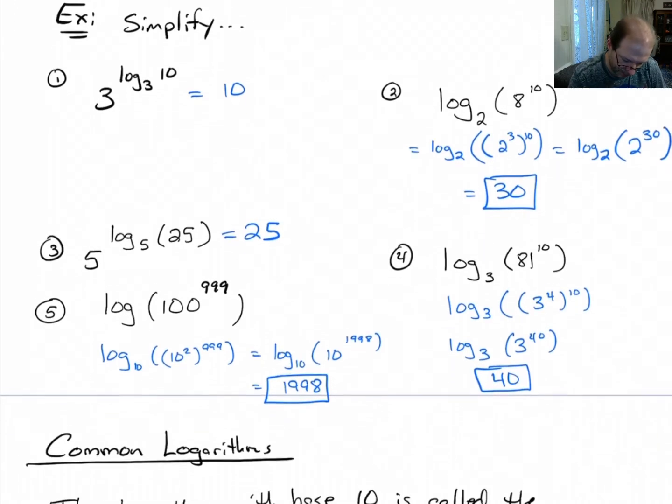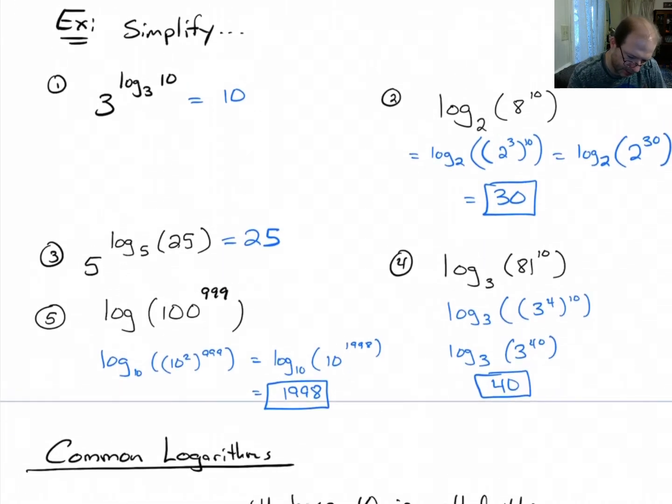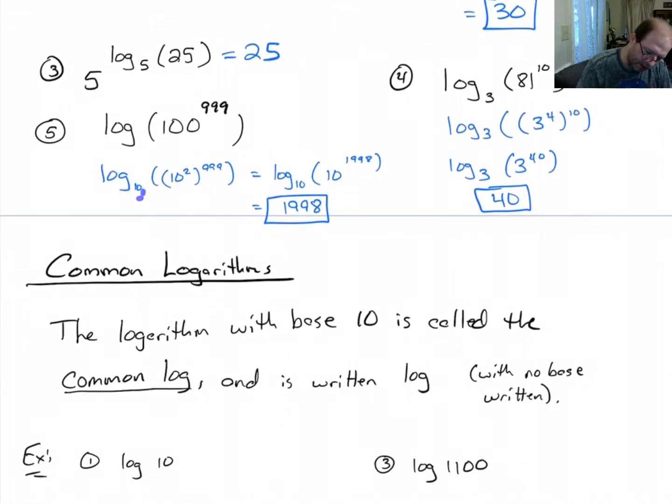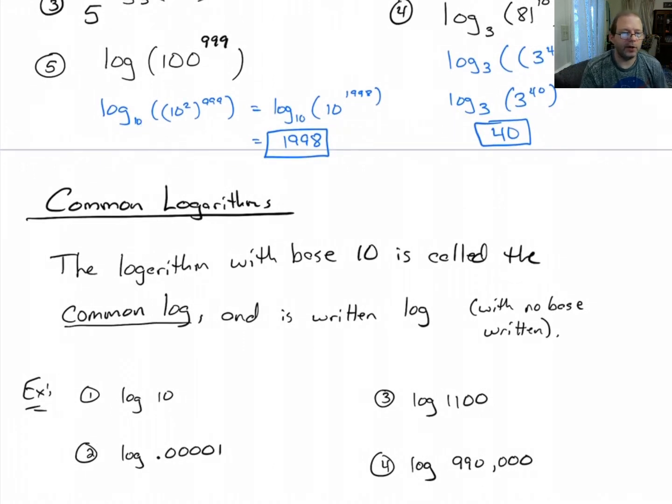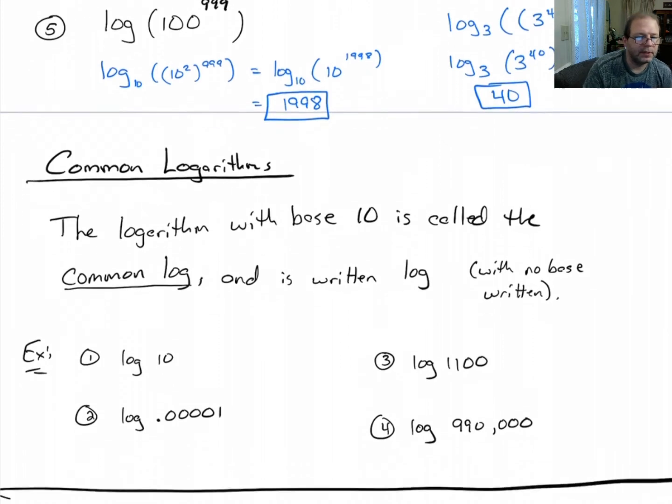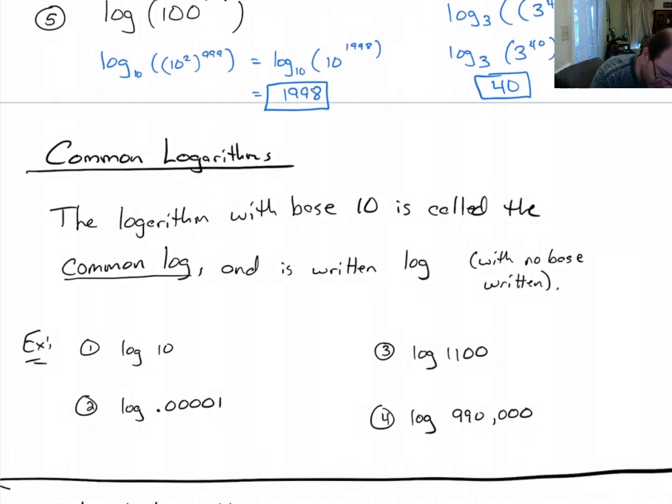All right. Let's look at this a little more, talking about the 10. A logarithm with base 10, they come up a lot, and so they've got a special name. They're called a common log, and it's written just as log with no base. So let's do several of these. Log of 10. Well, it says 10 to what power is 10? The answer is 1.